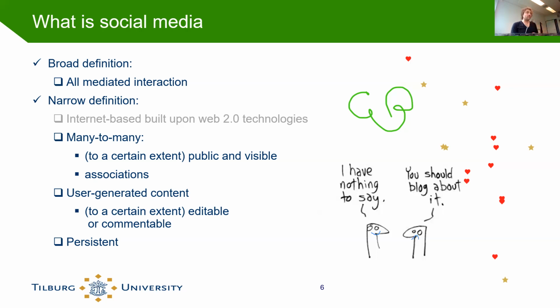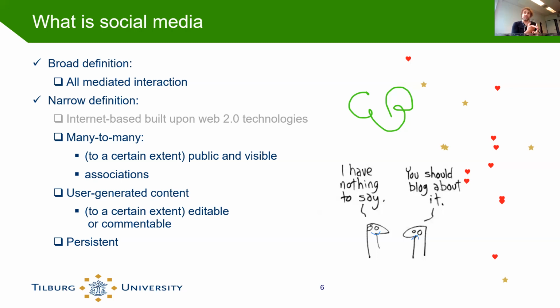The gray thing here on the slide, which says internet-based built upon Web 2.0 technologies, is really the technical definition of social media. So what has made social media possible is the advent of what we used to call Web 2.0. Basically, the technical term was when we started introducing Ajax, in which you could refresh and add content dynamically. That was introduced like 15 years ago or so, and that really spurred the development of social media. But that's really the technical definition, so for us, that is less interesting. We are more interested in the social definition of social media, and that is really the many-to-many, user-generated content and persistence.